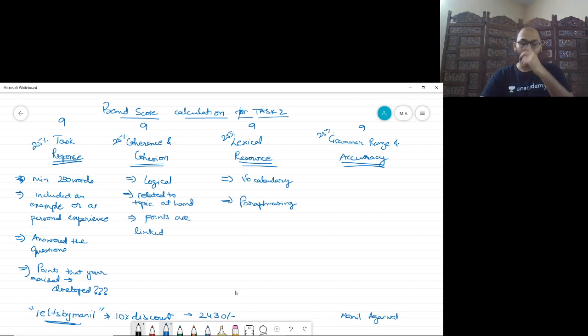So to give you a very quick roundup, I've been explaining how the band score for task 2 is calculated, right? The very first thing was task response, followed by coherence and cohesion. So we discussed these two, right? And now we are into lexical resource. And finally, we will discuss grammar range and accuracy, right? So these are the 4 things that we've been looking at. Right now, I'm explaining lexical resource in detail.